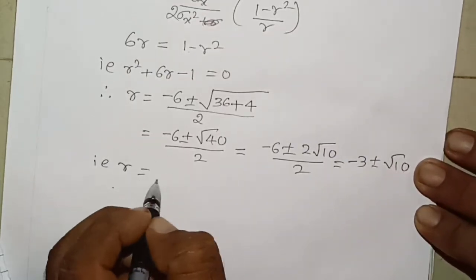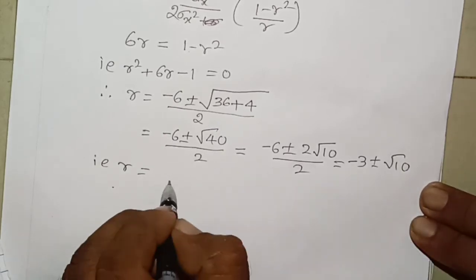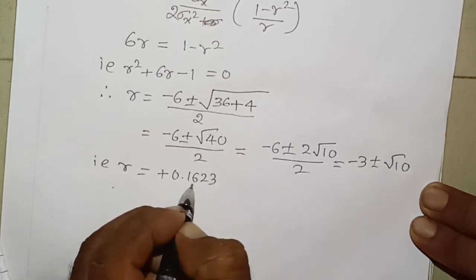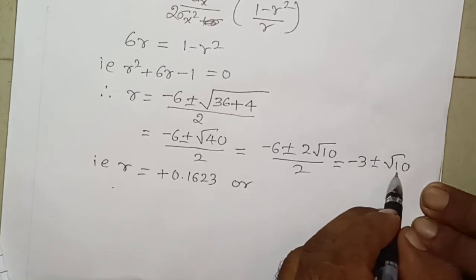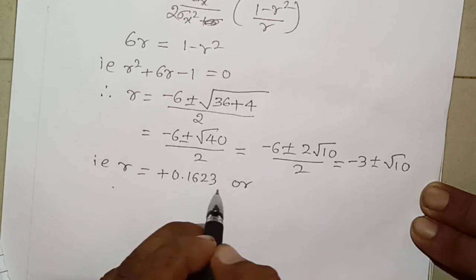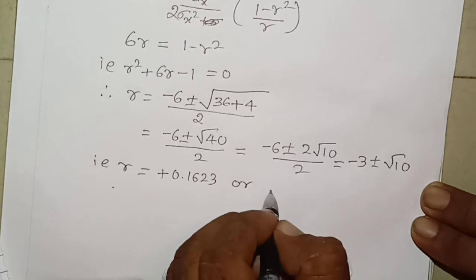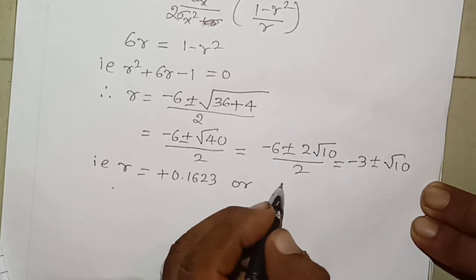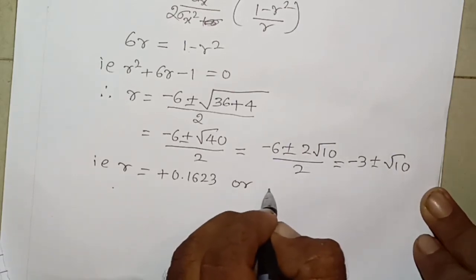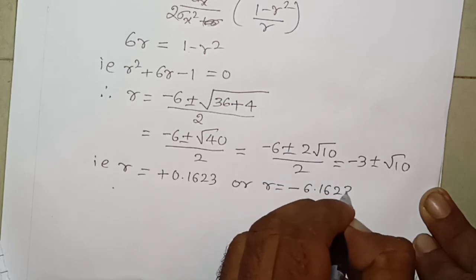So r is equal to plus, square root of 10 is 3.1623, here minus 3, 3 minus 3 gets cancelled, 0.1623. Or if it is minus, then minus 3 and here again minus, so r is equal to minus 6.1623.